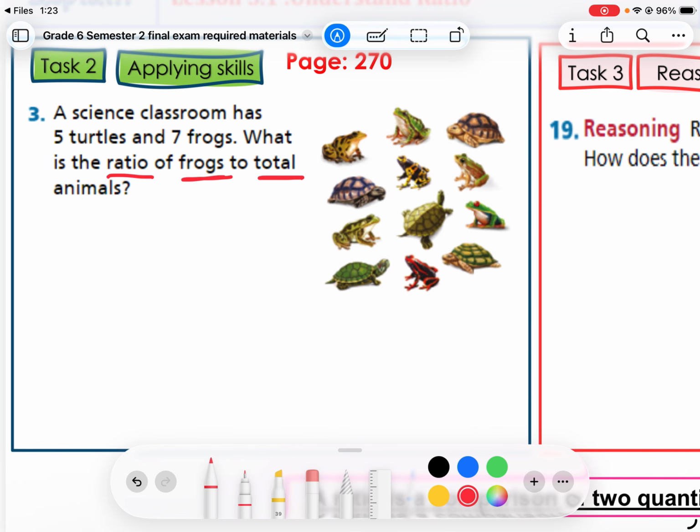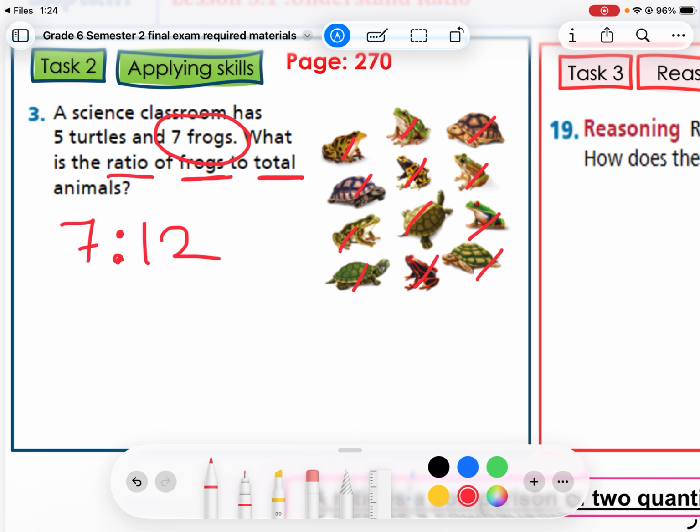So let's count the frogs. I think they mentioned in the question how many frogs we have. We have 7. We use a colon to write the ratio to the total. Now the total, guys, is not mentioned in the question. You will have to count all the animals that have been given to you. So you start counting 1, 2, 3, 4, 5, 6, 7, 8, 9, 10, 11, 12. So the ratio of frogs to the total will be 7 to 12.